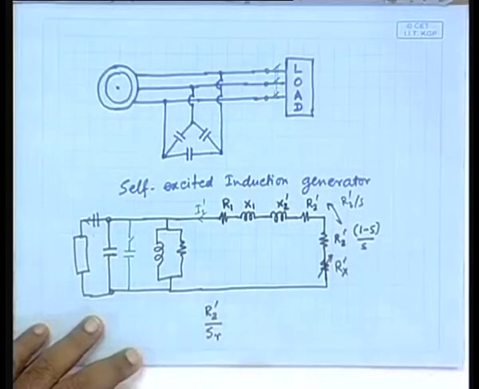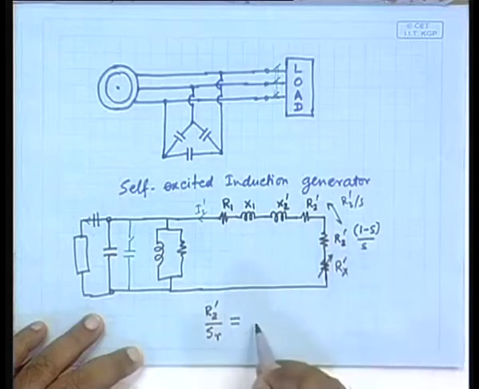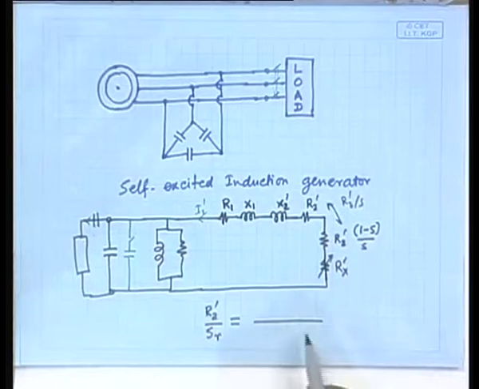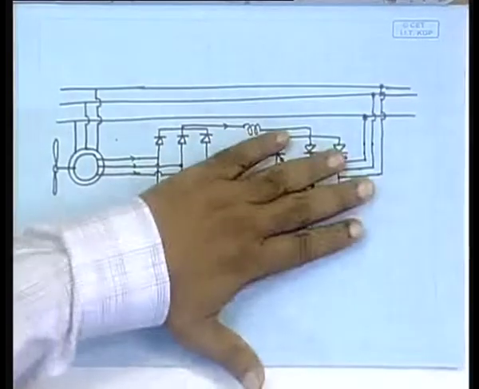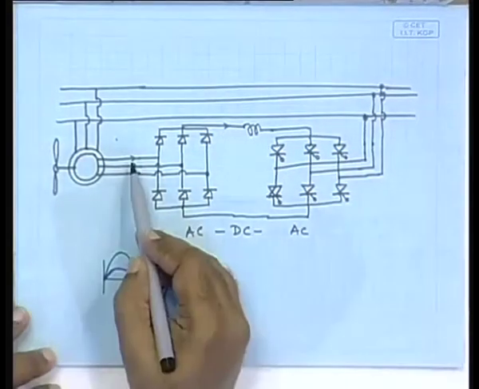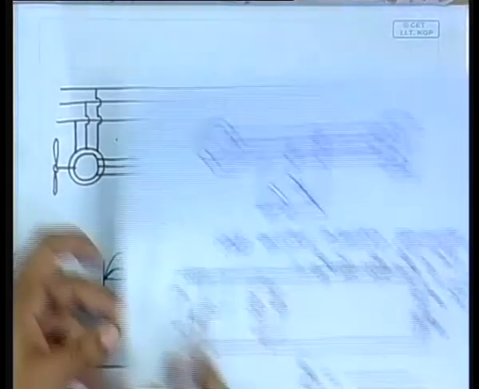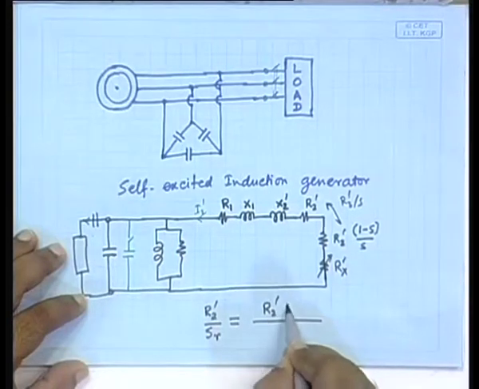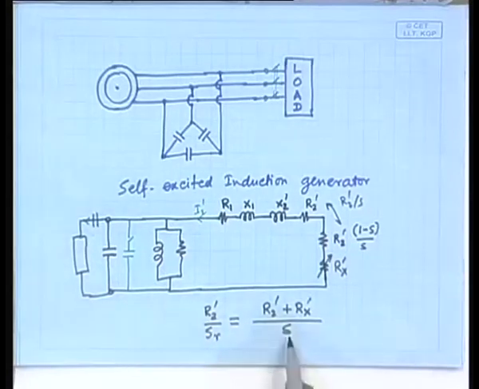Slip at the rated, then after this mechanism comes into action, so long as it has not reached the rated speed, it will be the same. So this part will not be done. That means it will be effectively shorted. The moment it exceeds the rated speed, then the strategy will be that R2 prime plus Rx dash by S should be the same.